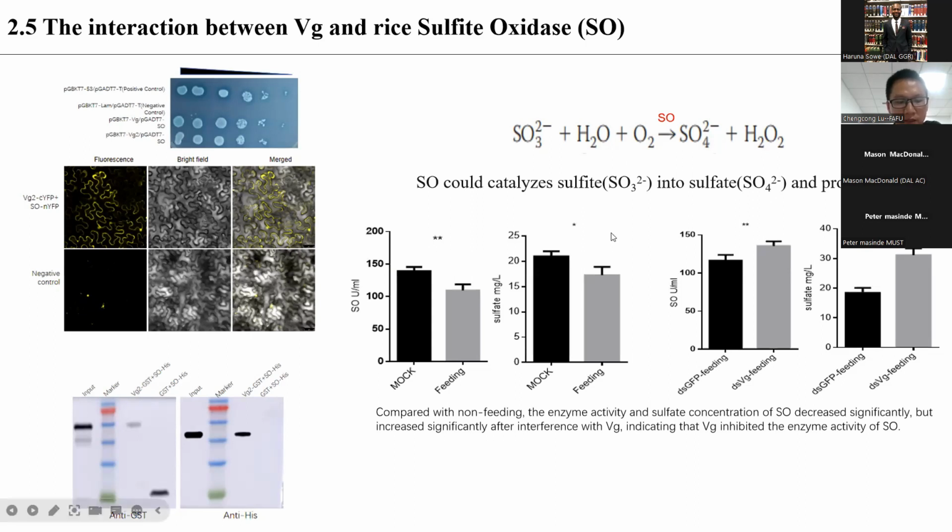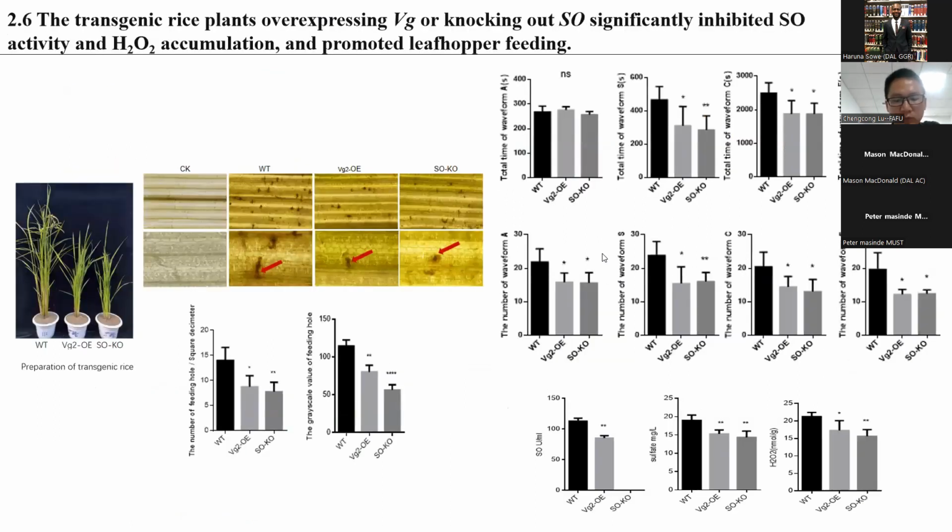We followed to investigate whether VG affects the expression and the transcriptional regulatory capacity of SO. We measured the SO activity and sulfate ion content in the rice after 12 hours of feeding, and the experiment showed that the treatment group was significantly lower than the non-feeding group.